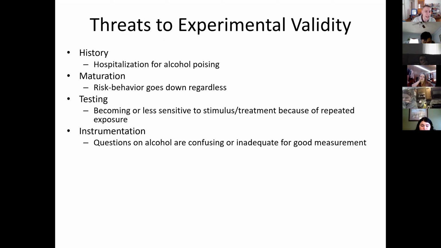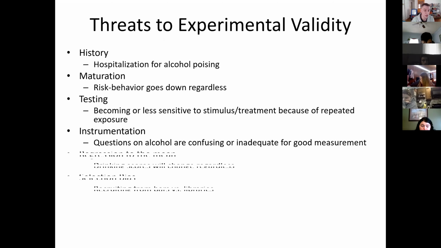Then there is instrumentation. Questions, for example, on alcohol may be confusing or inadequate for good measurement of alcohol consumption. This just comes down to the quality of the language, the questions themselves. Usually questions are written at a 6th grade reading level, and they need to be really simple, if you want people to be thinking naturally, not second-guessing what they're about ready to respond to in the question.